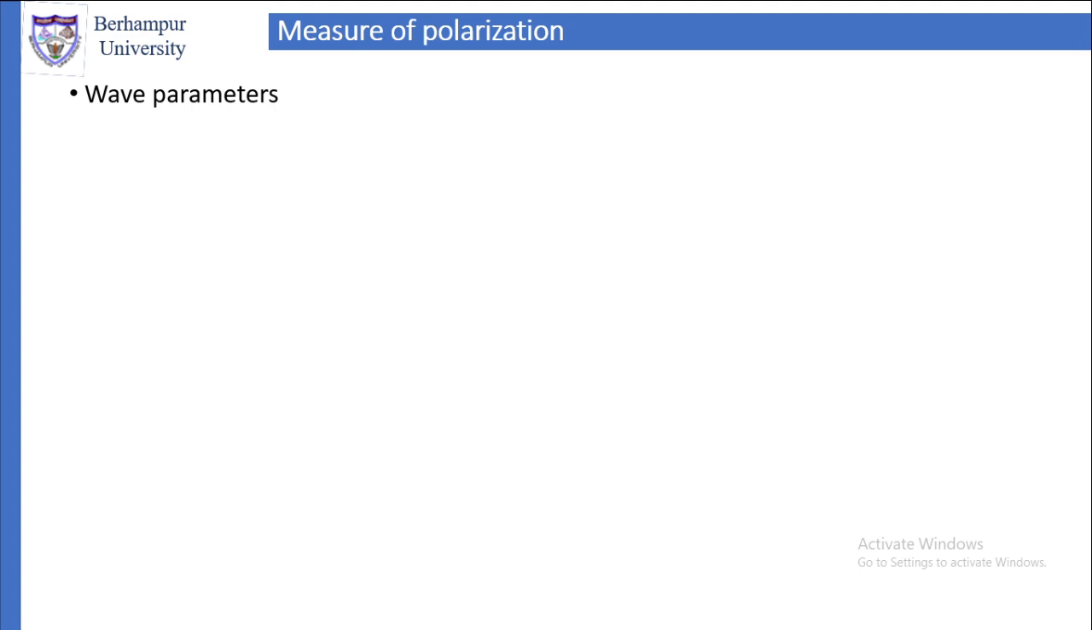Then we will come to the measure of polarization. How are you going to measure the polarization? One, we have to describe what is polarization. Then we describe what the types of polarization are, how to quantify polarization, and how to describe it. We described what the polarization vector is, starting with the plane wave. From the plane wave equation, we found the polarization vector.